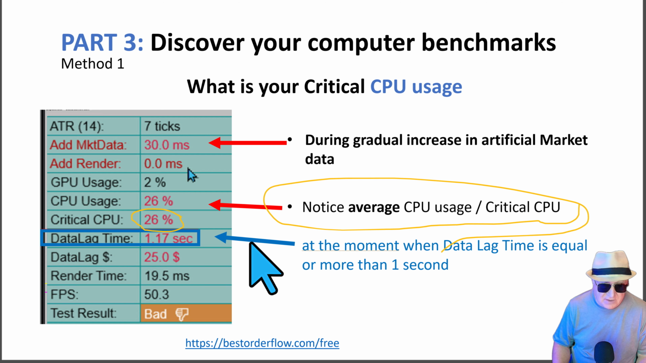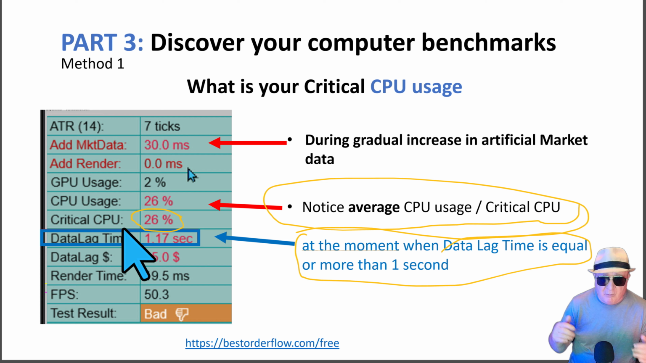Now, the condition is the same. I just want to highlight it. Critical means that you don't want to go over this number during your indicators testing, because when the CPU reaches the critical number, that means it will put any tasks that you command your Ninja platform to perform on your charts in order.